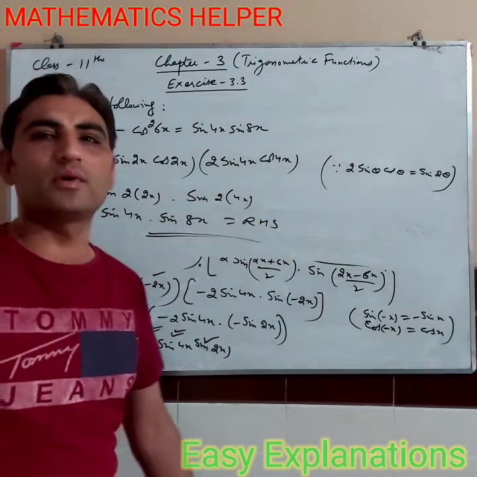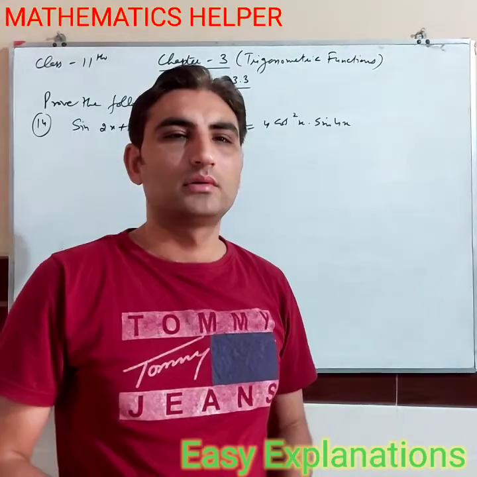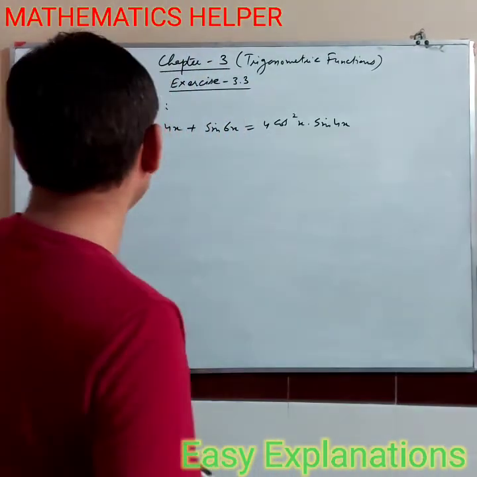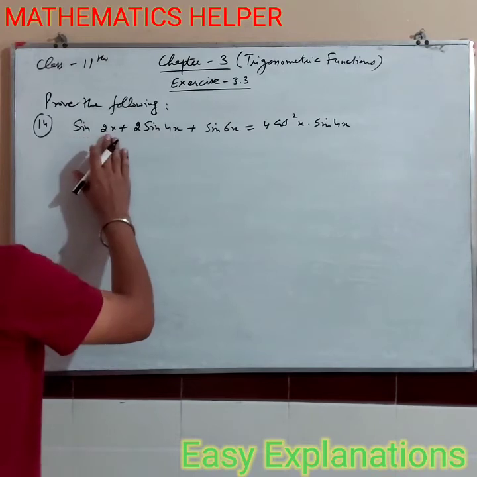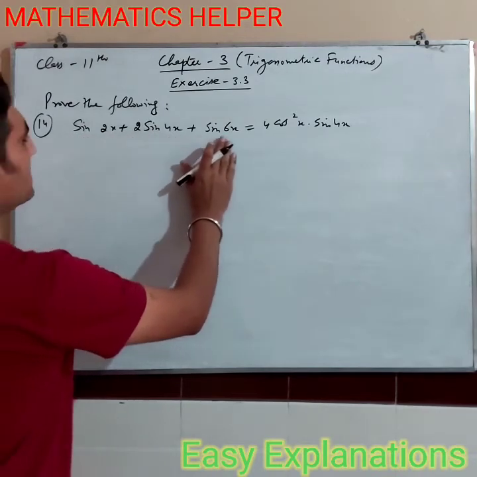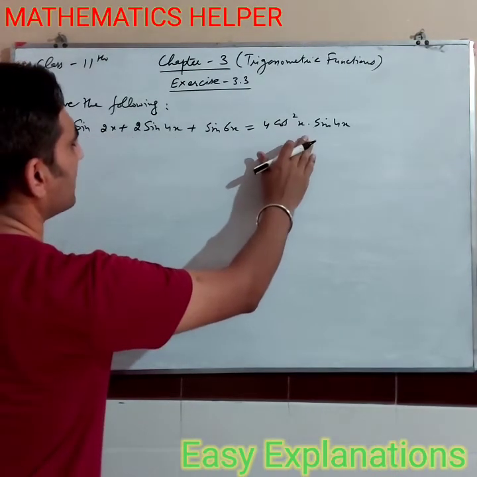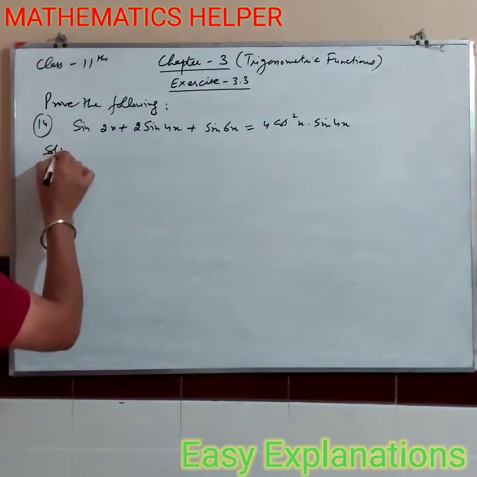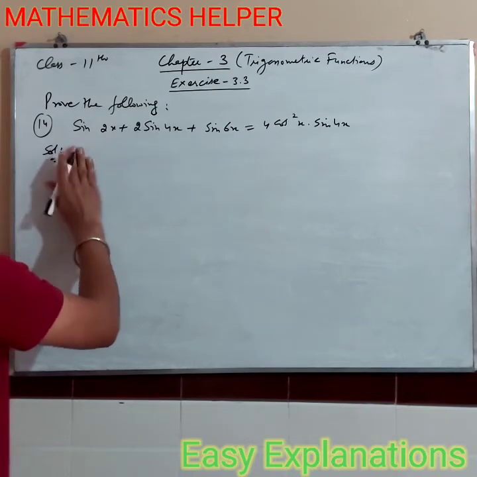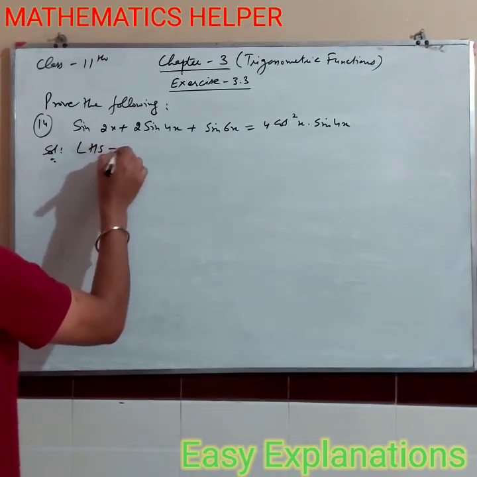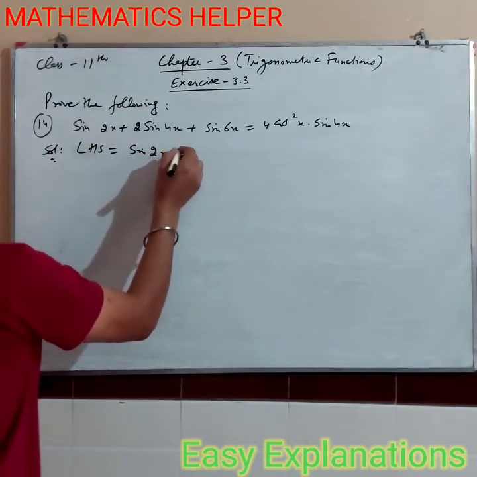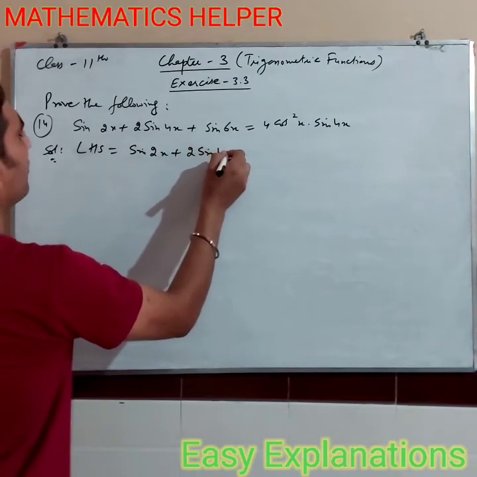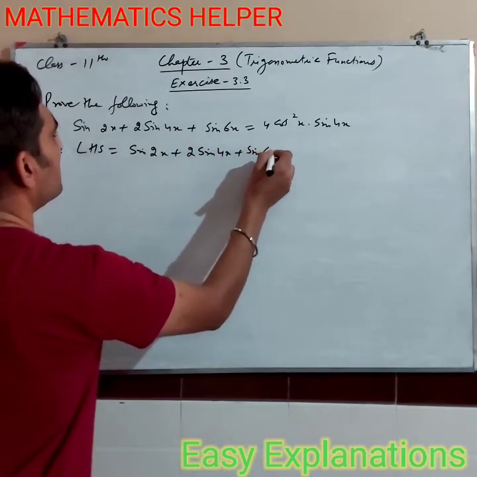See next what is given in question number 14. Students, question number 14 is sin 2x plus 2 sin 4x plus sin 6x equal to 4 cos square x into sin 4x. Let's start its calculation by writing the left hand side of the equality. So I am going to write from the left hand side. It is sin 2x plus 2 sin 4x plus sin 6x.